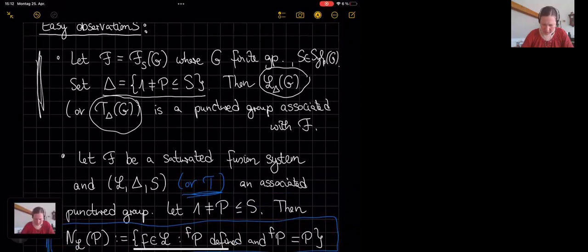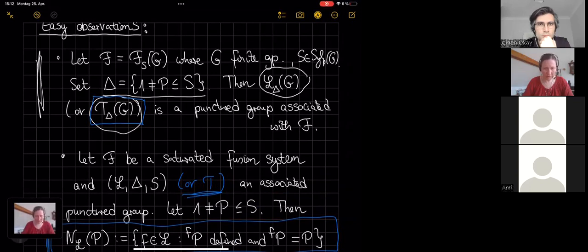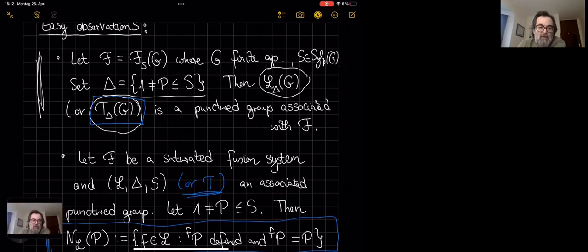If you look at it as a transporter system, then you just look at this category T delta of G, which I defined before, and take delta to be the set of all non-trivial subgroups, and that would be a punctured group. But of course, also here for different groups, you could get different punctured groups.